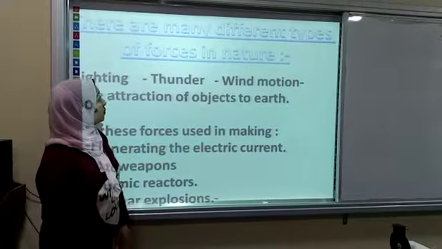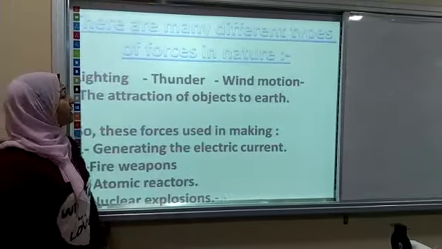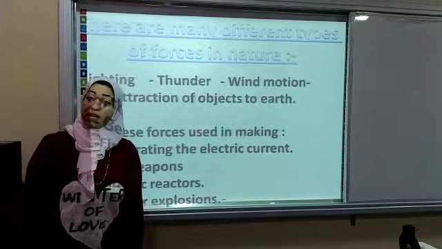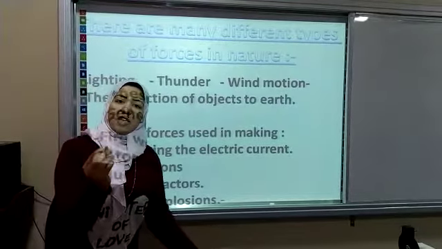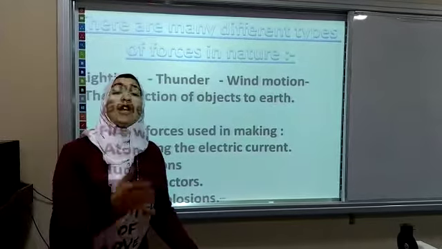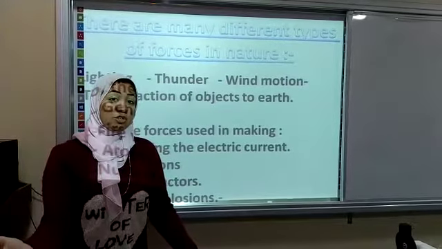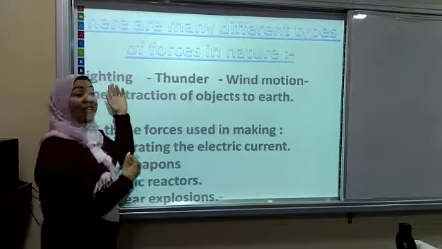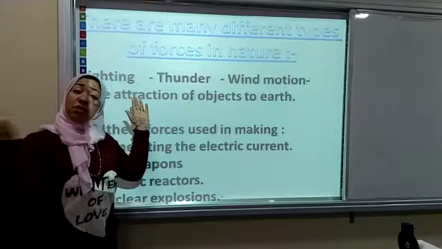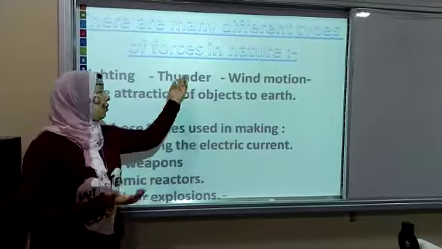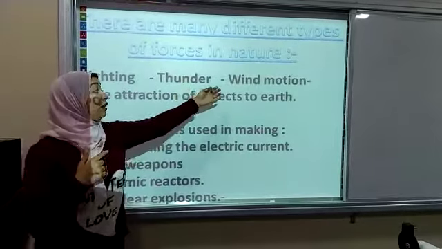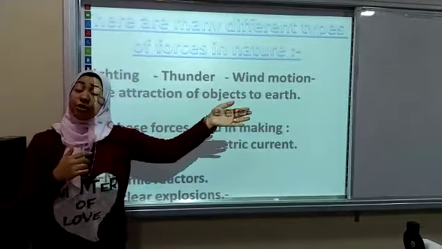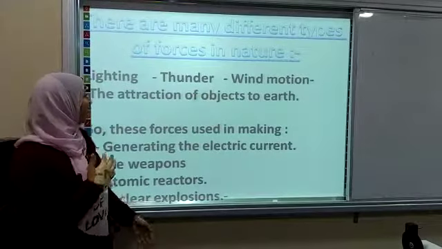Let's continue. Now we are going to discuss the different types of forces present in nature. You have 1 minute to think about the forces which happen in nature and which you can feel, okay? Like what? Like the lightning. A few days ago, you saw the lightning, and you heard the thunder, right? And also we saw the wind motion. This wind motion, we saw it very clearly.